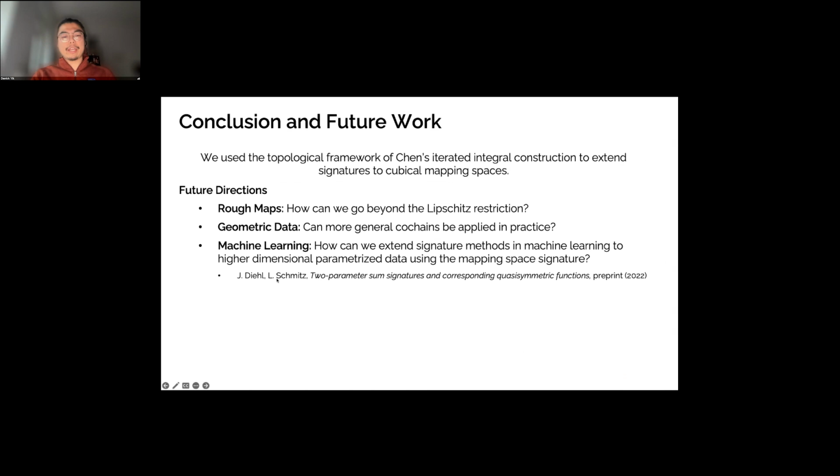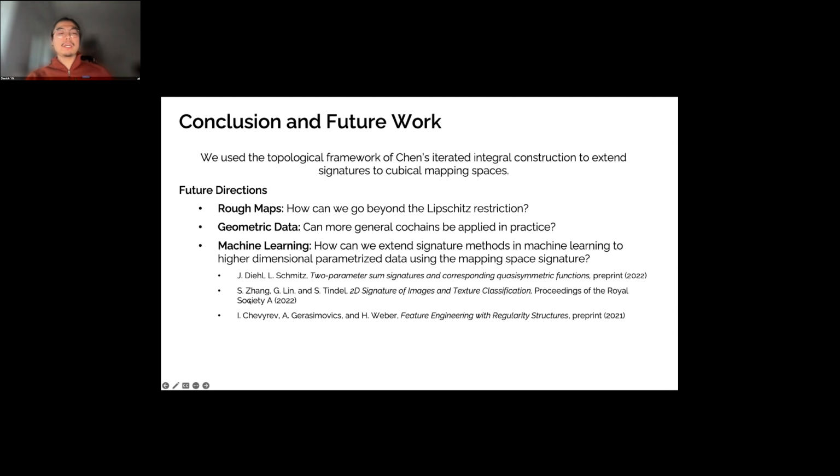So there's a recent preprint by Joscha Diehl and Leonard Schmitz on developing a discrete version of this two-dimensional signature. There is also a paper that has looked at using these 2D signatures for image and texture classification, which has recently been published. And there's also a paper on using a similar idea, a similar notion of generalization of signatures called regularity structures, and how we can use that with machine learning.